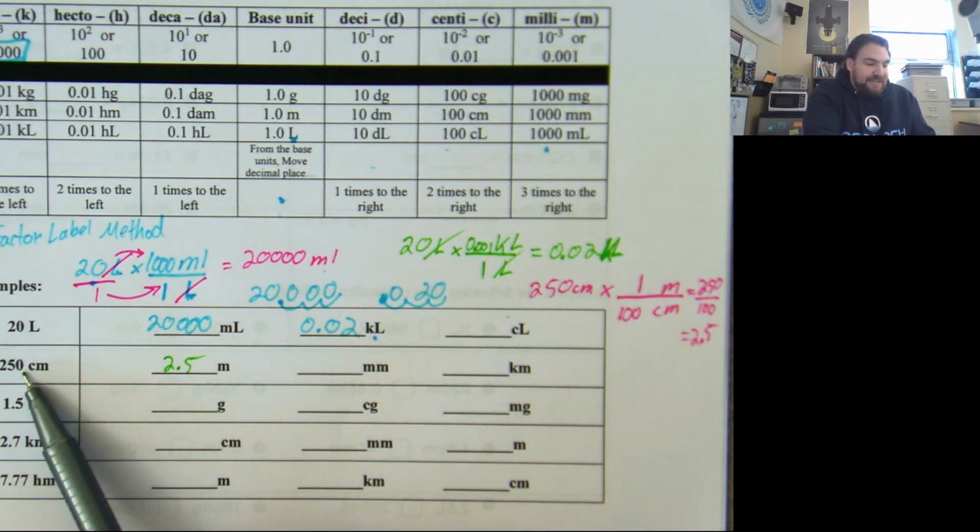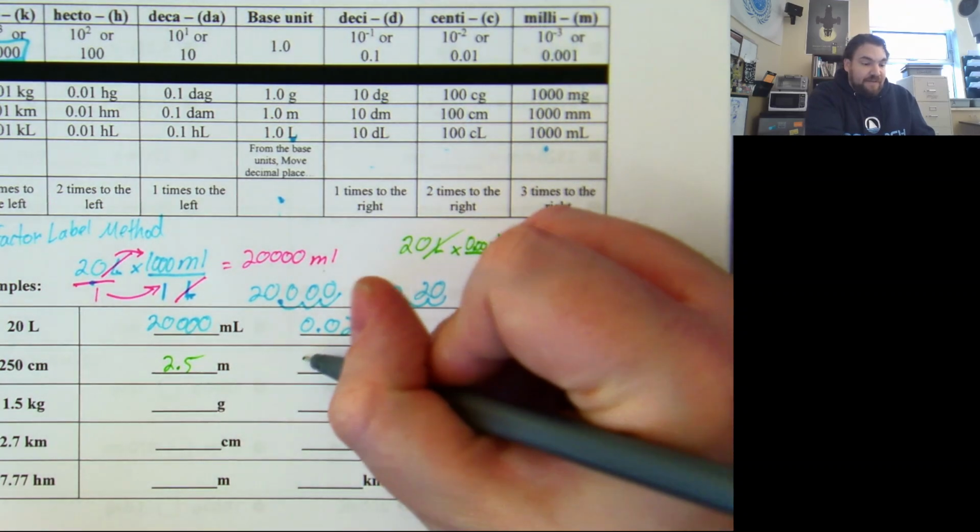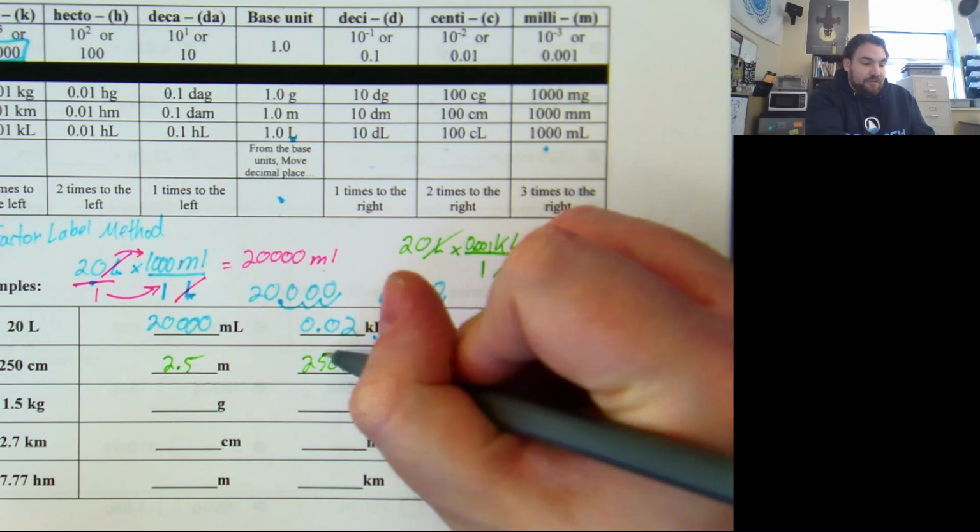So I'm going to take my number, I'm going to go where the decimal is, which is at the end there, and I'm going to move it 1 to the right. Wherever I create a space, I have to add a 0. So 250 centimeters is how many millimeters? 2,500. Sure, you may.